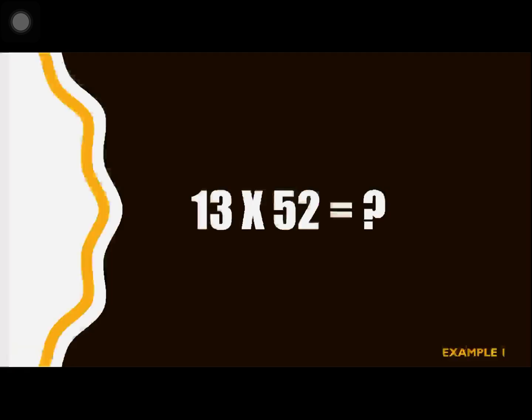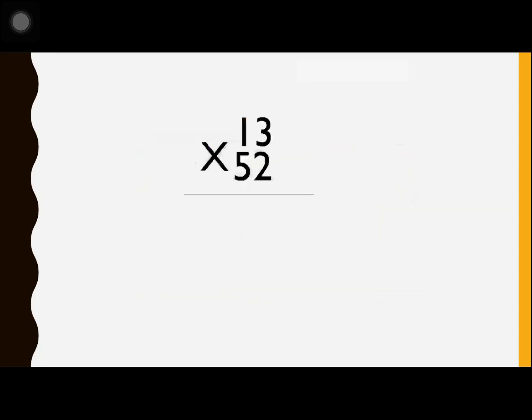The first example we'll be looking at is 13 times 52. When multiplying, you want to set up your numbers on top of each other. You start with the bottom number and multiply the bottom number by both digits in the top number. In this case, we will take the 2 from 52 and the 3 from 13. We get 6 and write that underneath the 3 and the 2.